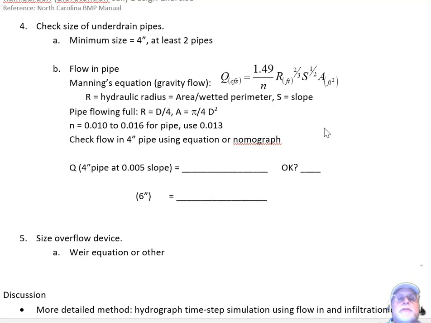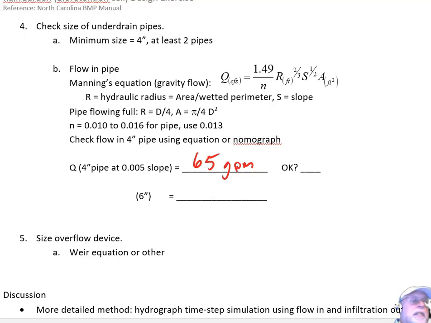We do also need to size the pipe, the underdrain pipe. So I could use Manning's equation, for example, and say I want to put in there a 4-inch pipe going at 0.005 slope. If I use my Manning's equation or use the nomograph, which is actually attached at the end of this, it turns out to be 65 gallons per minute capacity for a 4-inch pipe at a slope of 0.005.